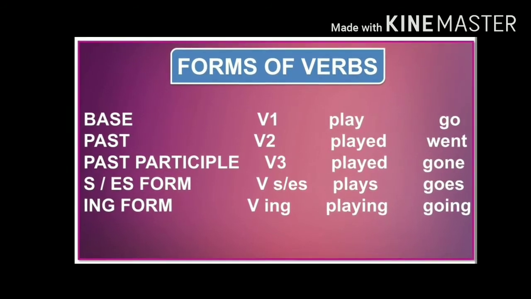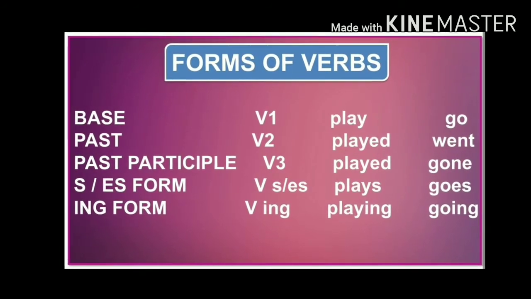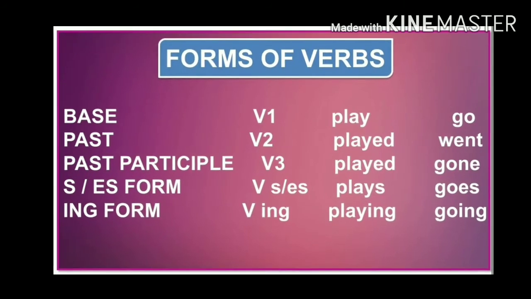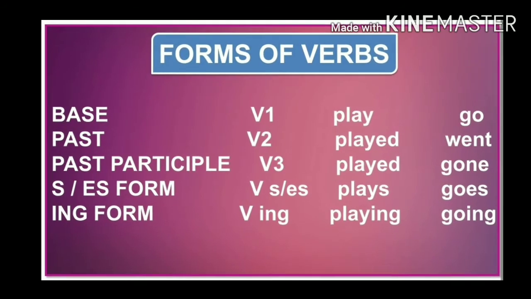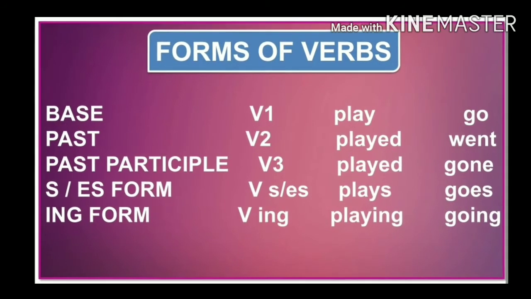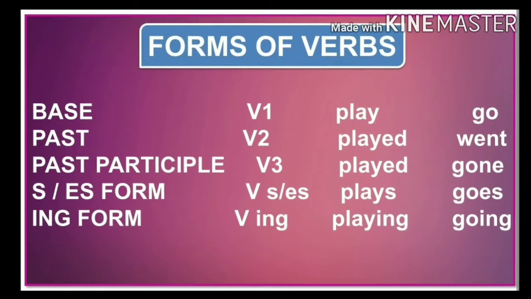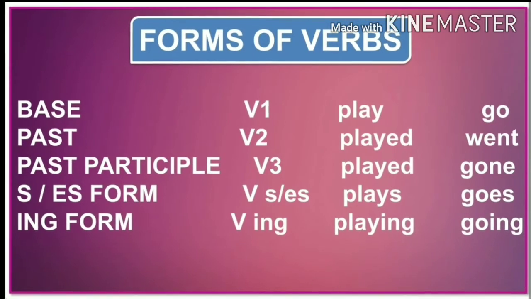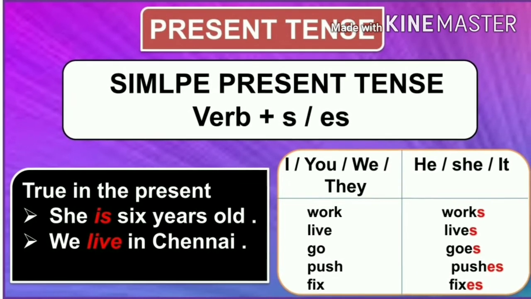Example, played, went. Past participle verb is called verb 3. Example, played. The next one is verb ends with s or es. Example, plays, goes. And the last one is verb plus ing. Example, playing and going. Let's see all the 12 types of tenses one by one.